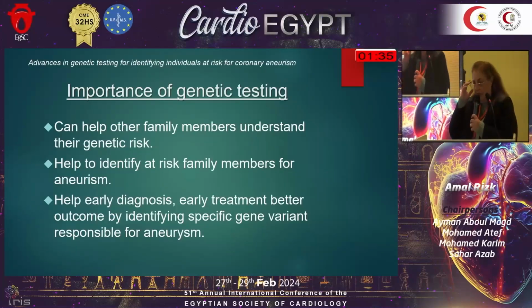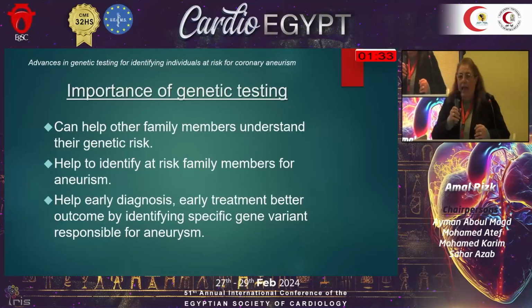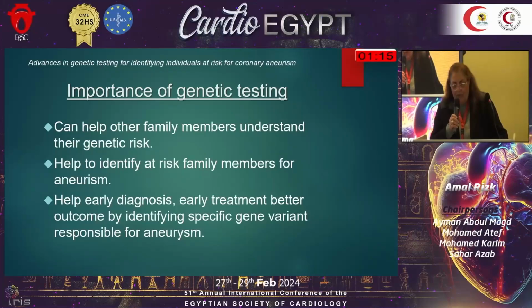What is the importance of genetic testing? Will we do genetic testing for everyone? Of course not. It is important because it can help us and other family members to understand their genetic risk. It helps to identify at-risk family members for aneurysm and also helps early diagnosis, early treatment, and better outcome by identifying the specific gene variant responsible for the aneurysm.